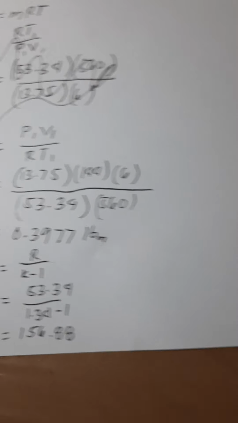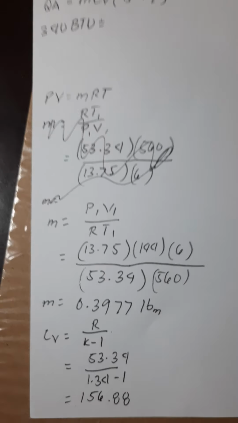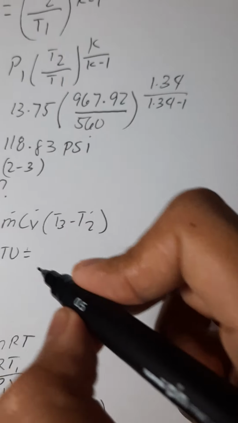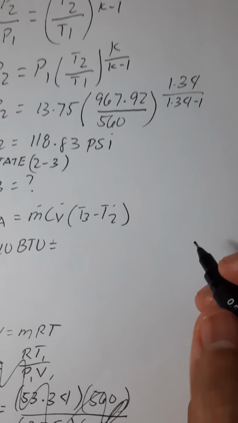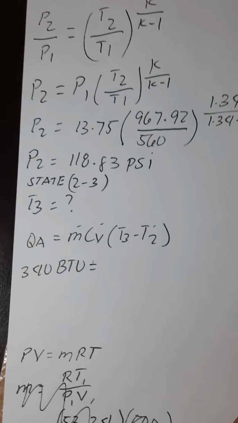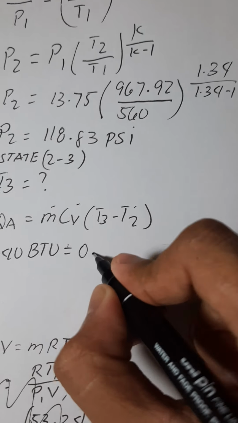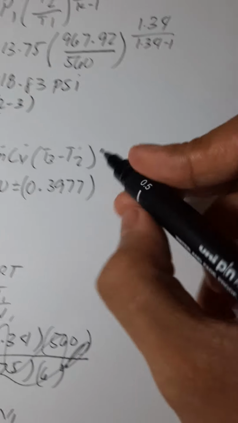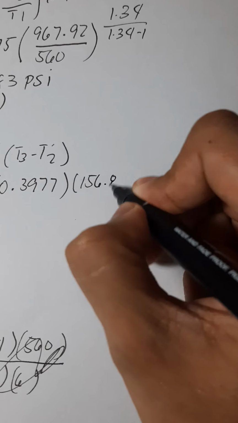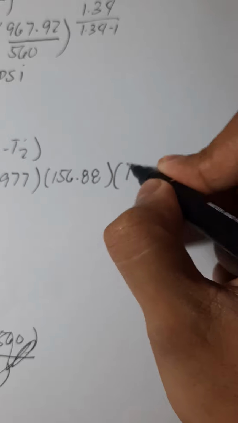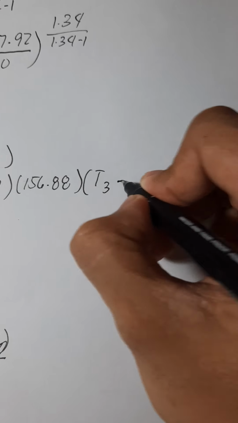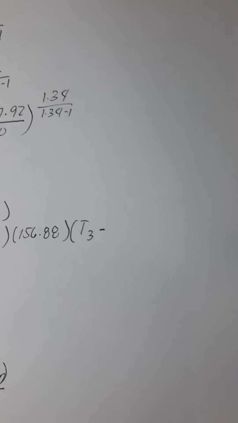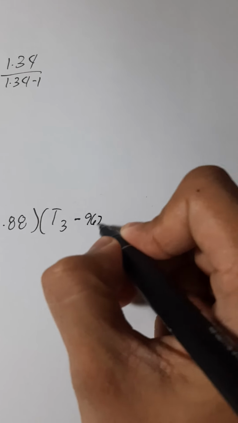Then we just have to substitute this mass and CV into this first equation. Our mass is 0.3977 pound mass. Our CV is 156.88. Then we have the unknown T3 minus our T2. Our T2 is 967.92 degrees Rankine.